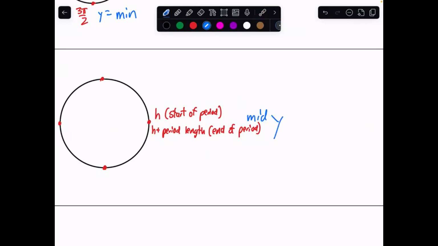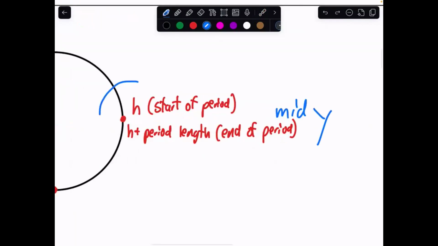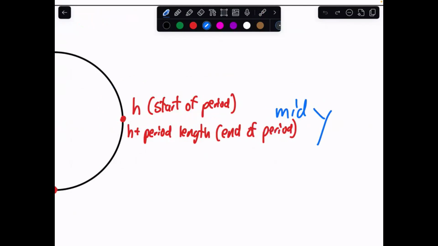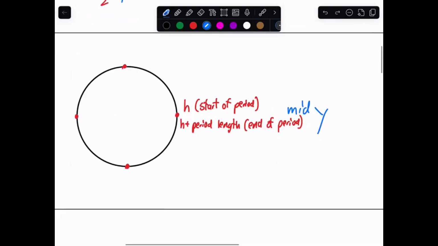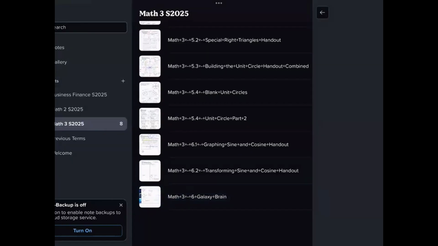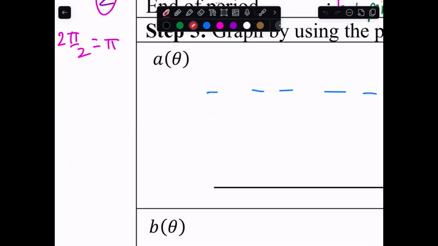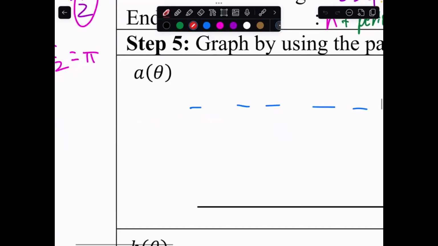On the other side, we were talking about cosine, so we were looking at the x values. But for sine, we're looking at the y values. So no matter how your sine function has been shifted, if it's been moved up or down or stretched out, the start of your sine graph will always be on the midline. Let's now do the actual graph back on this paper. We can go ahead and draw a little circle to reference.